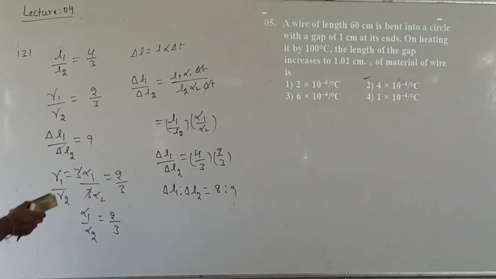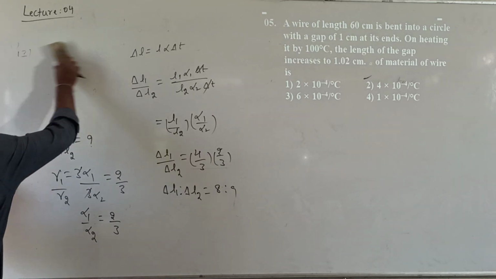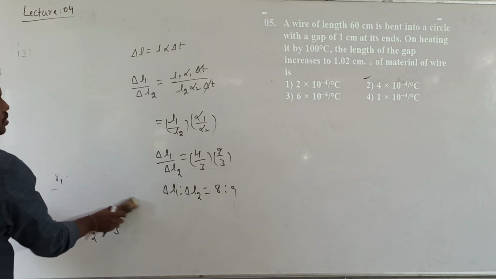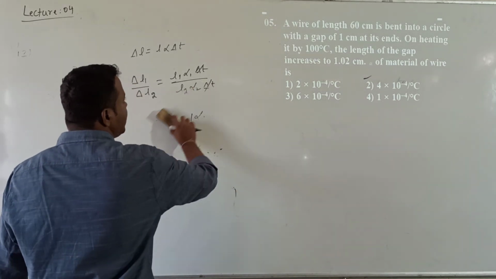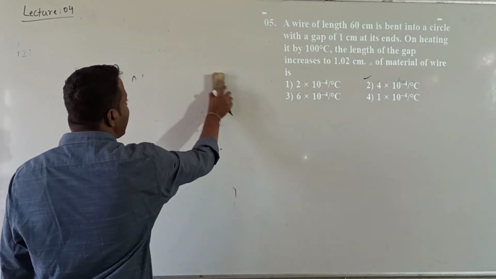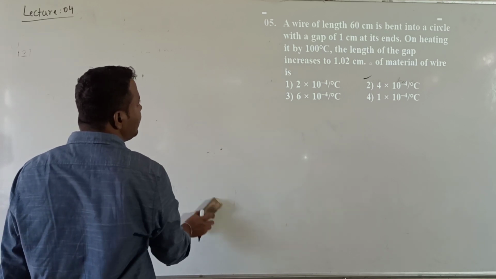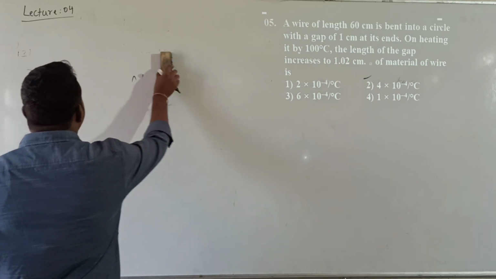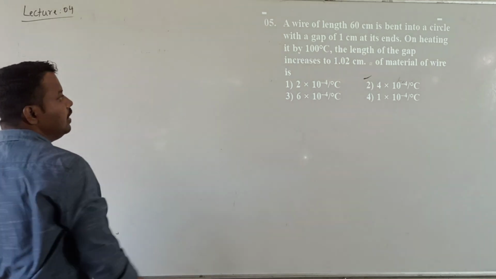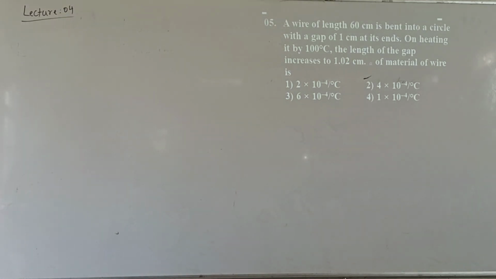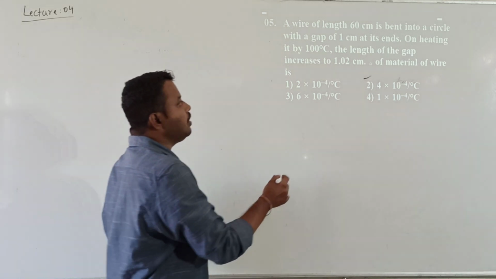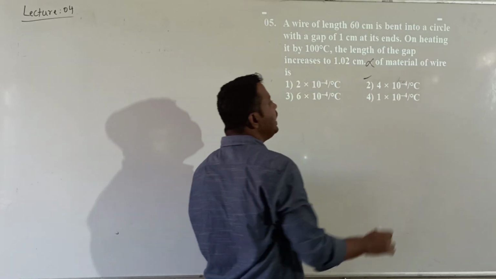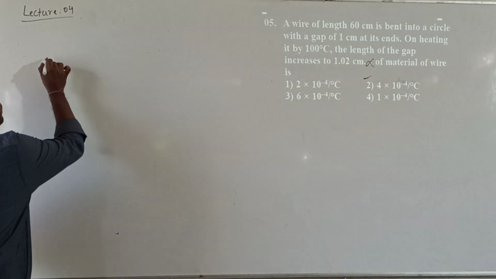So question number fifth. What is the question? The wire length is 60 centimeters. It is bent in the form of a circle with a gap of 1 centimeter at one end. On heating by 100 degrees, the length of the gap increases to 1.02 centimeters. What is the alpha value? Here the printing is not proper. What do we want to calculate? Alpha of the material of the wire.